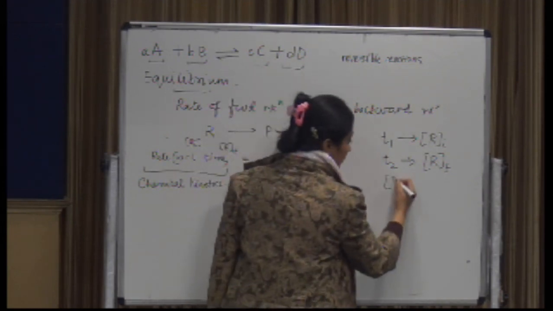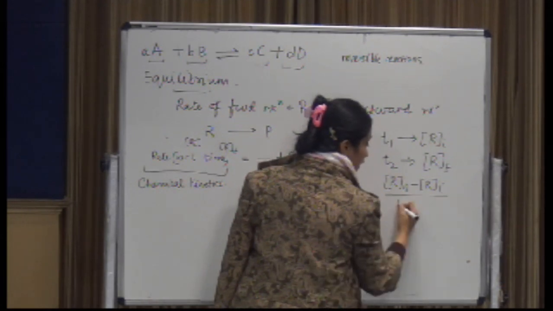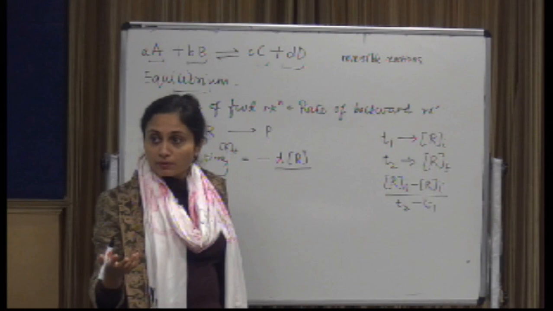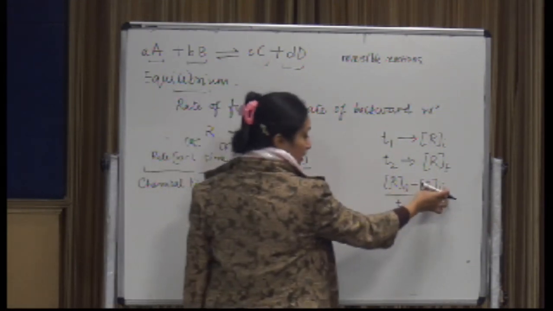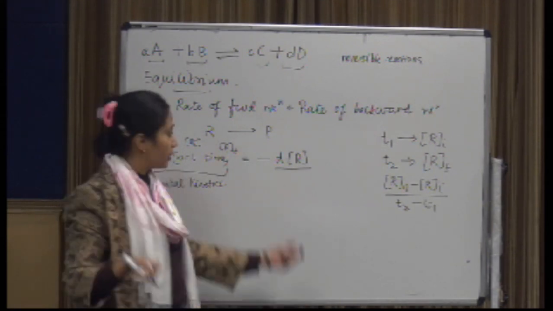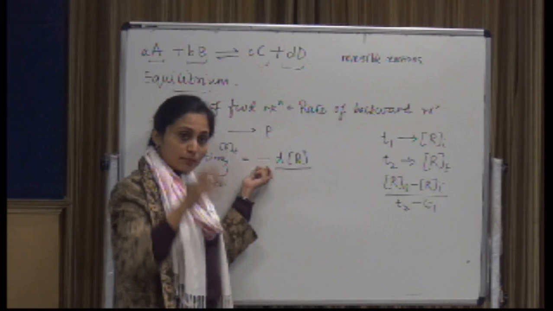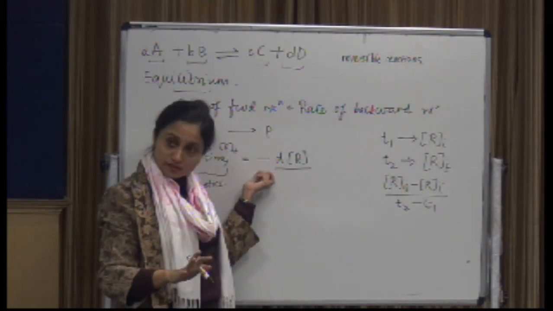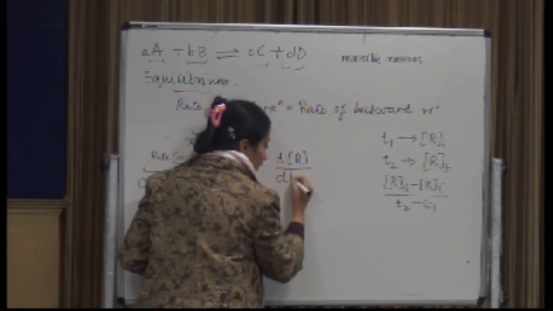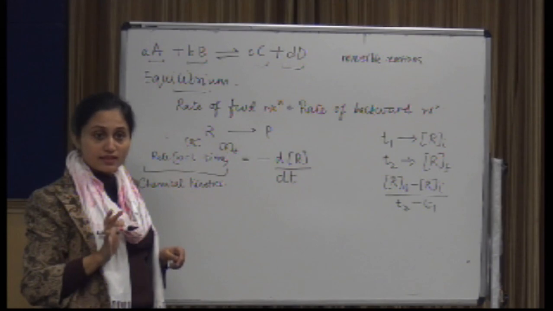It will be RF minus RI upon T2 minus T1, right? That is what the rate will be. Rate will be RF minus RI upon T2 minus T1. If this change in concentration is infinitesimally small, we talk about it in terms of differentials. So then I am putting a minus sign because the reactant concentration is reducing. So what I'll have here is minus dR by dt. Okay? That is minus dR by dt.